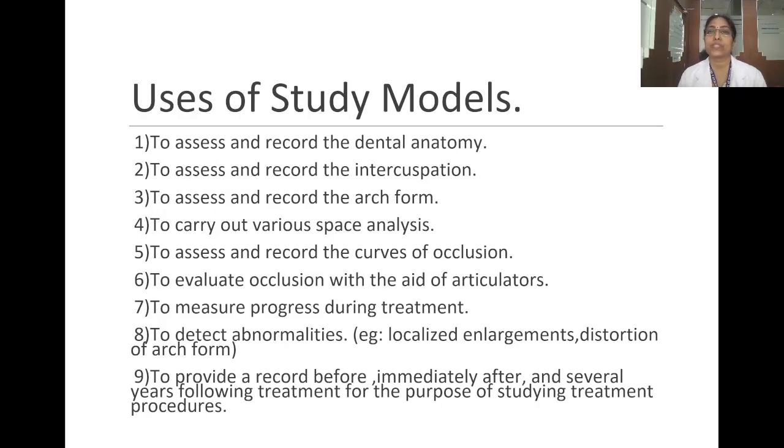Now, coming to the uses of study models. The first one is to assess and record the dental anatomy, to assess and record the intercuspation, to assess and record the arch form, to carry out various space analyses, to assess and record the curves of occlusion, to evaluate the occlusion with the aid of articulators, to measure the progress during treatment, to detect abnormalities like localized enlargement and distortion of the arch forms, and also to provide a record before and immediately after and also several years following treatment for the purpose of studying treatment procedures.